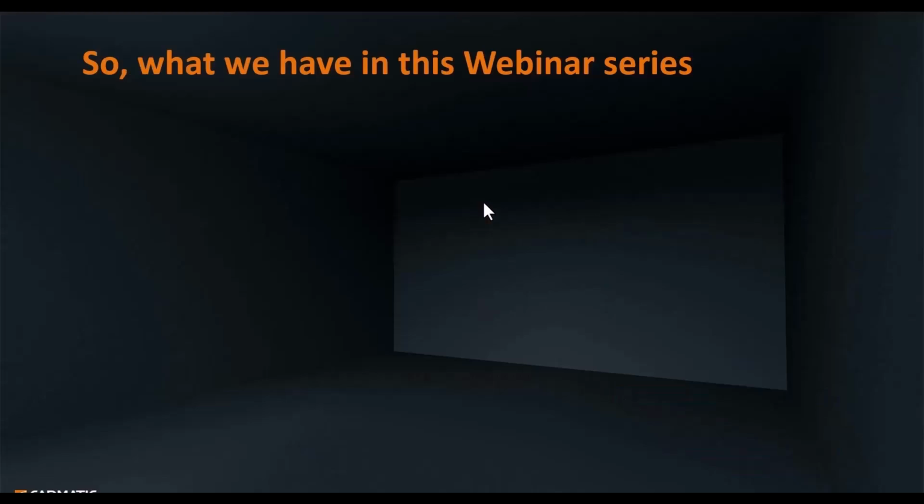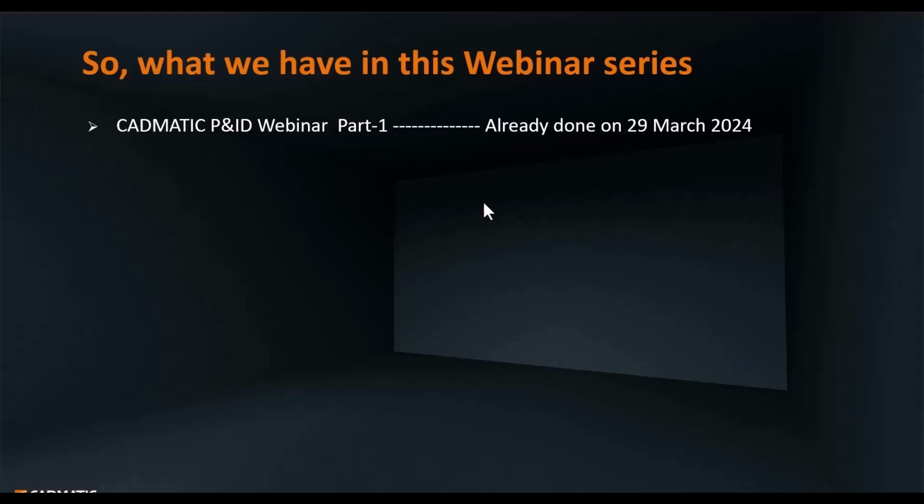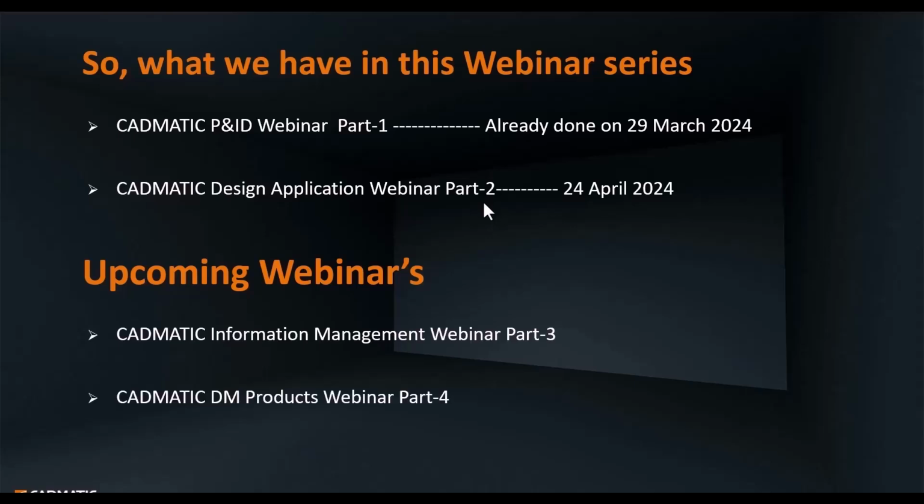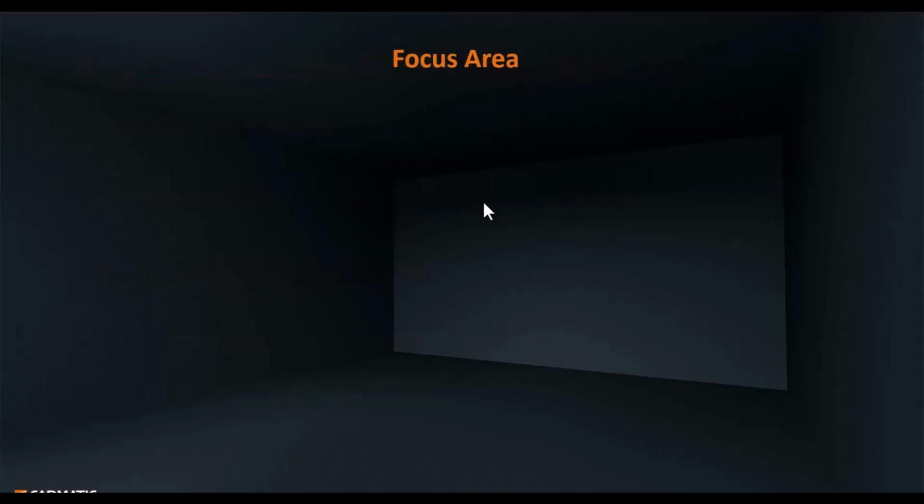What we are going to see in today's webinar. Part one, on P&ID or piping diagram, was completed on 29 March. Part two is what we are going to showcase today on the Cadmatic design application. In the upcoming webinars, in part three we are going to see Cadmatic information management, and in part four we are going to see the DM product.